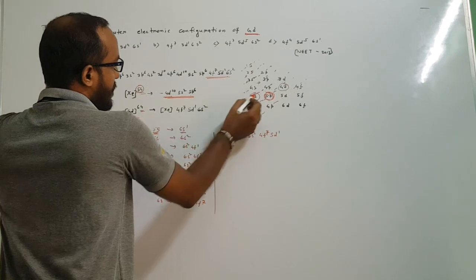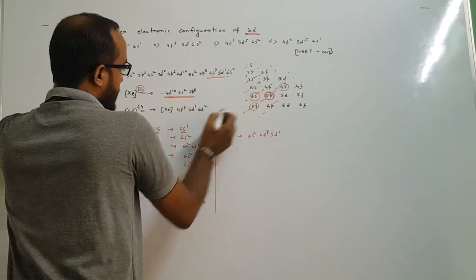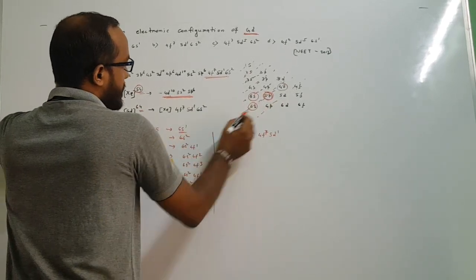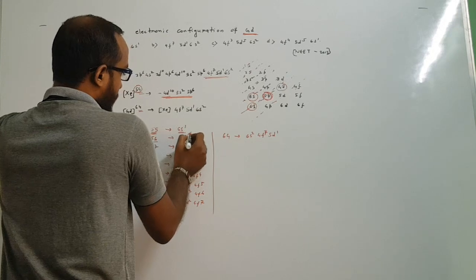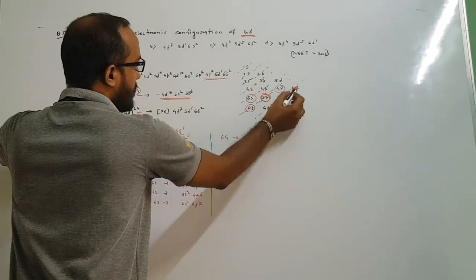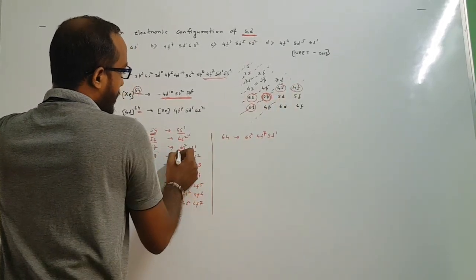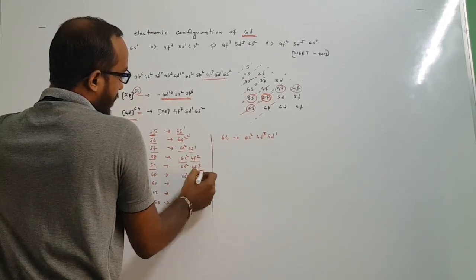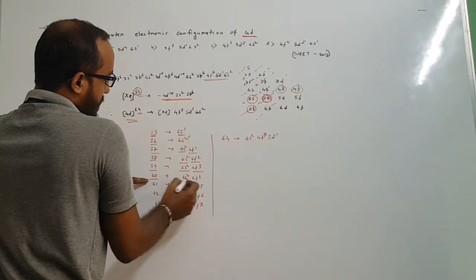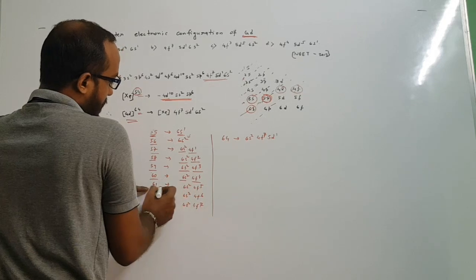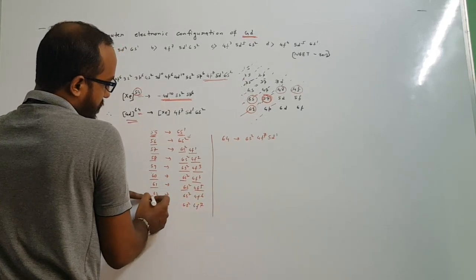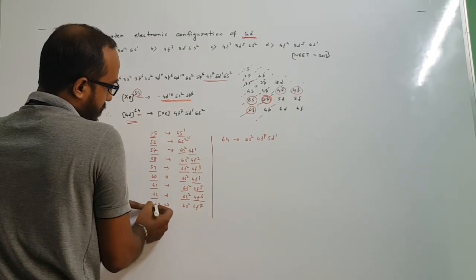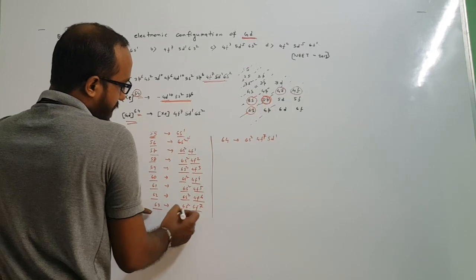Then the 55th electron will enter 6s1, then 56 is 6s2, another electron added. 57 would be 4f1 6s2, 58 would be 4f2 6s2, 59 would be 4f3 6s2, 60 would be 4f4 6s2, then 61 is 4f5 6s2, 62 would be 4f6 6s2, 63 would be 4f7 6s2.